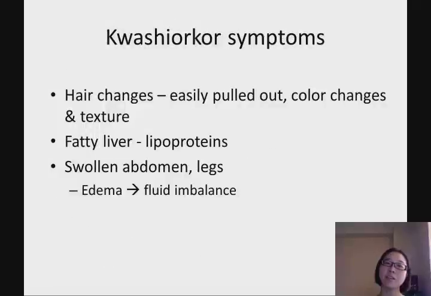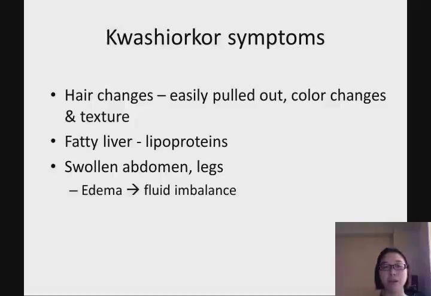And they have hair color change, and the hair is very easily pulled out, because our hair is actually made from protein. So that's why you are going to see color changes and texture changes in the hair. They're also going to have fatty livers. Why they have fatty livers, I'll explain to you in later slides. They're going to have swollen abdomens and legs. Sometimes you can see edema or fluid imbalance.